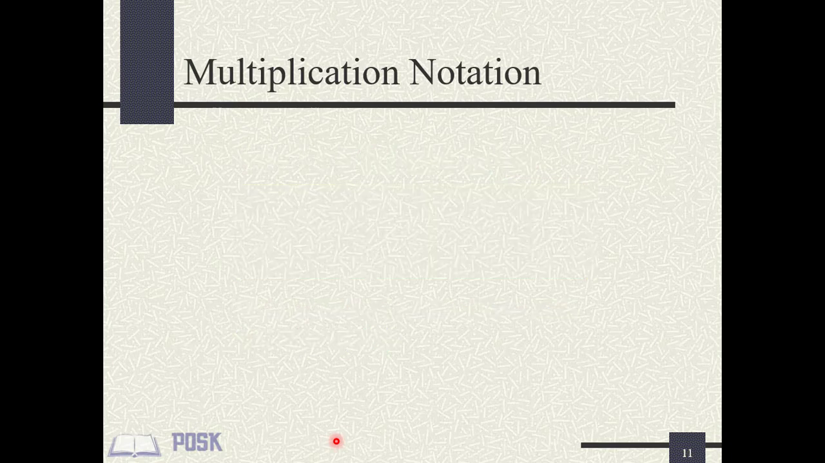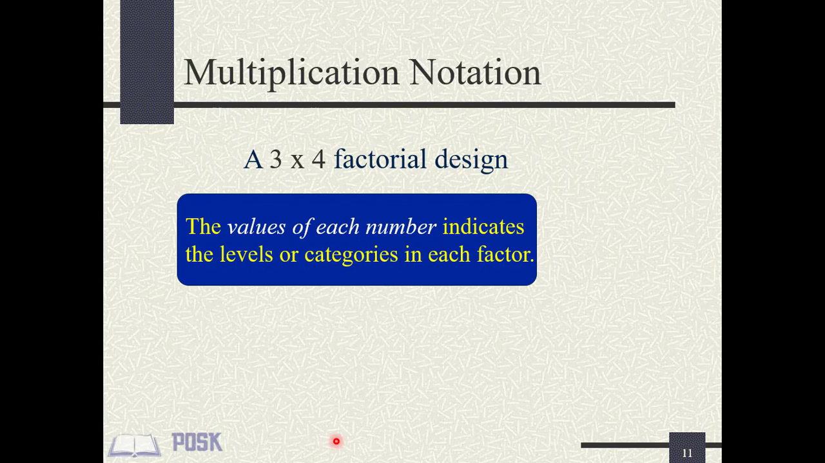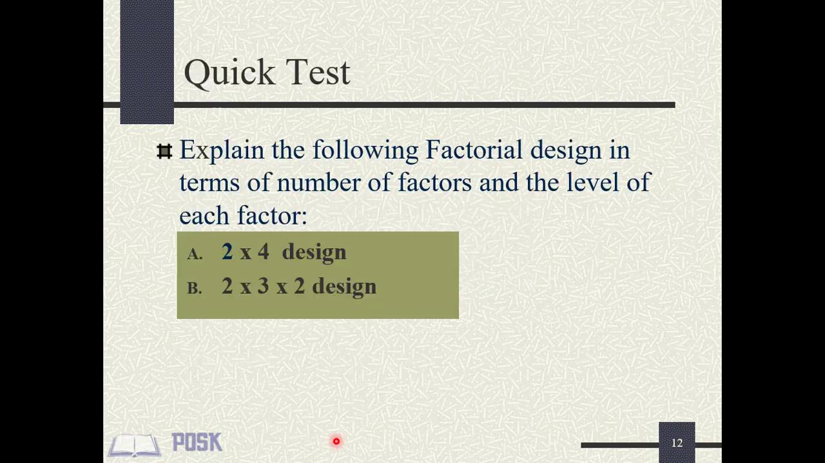How can you explain the categories of each factor from the multiplication notation? This too is easy to know once you can recognize the clues. Again, let's look at the 3x4 design example. How many categories are in each of the 2 factors? That can be recognized from the value of each factor. Therefore, the first factor has 3 levels and the second has 4 levels.